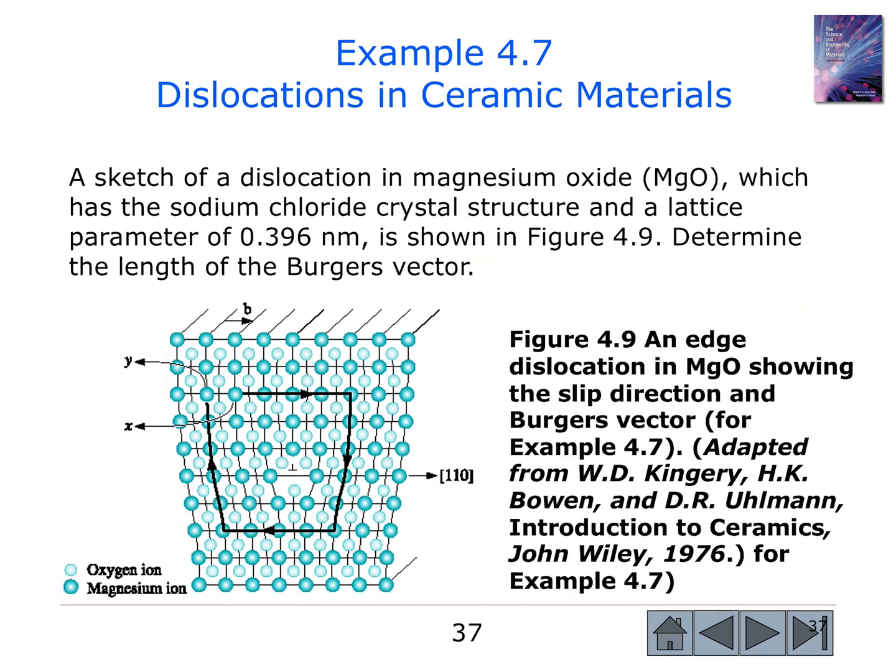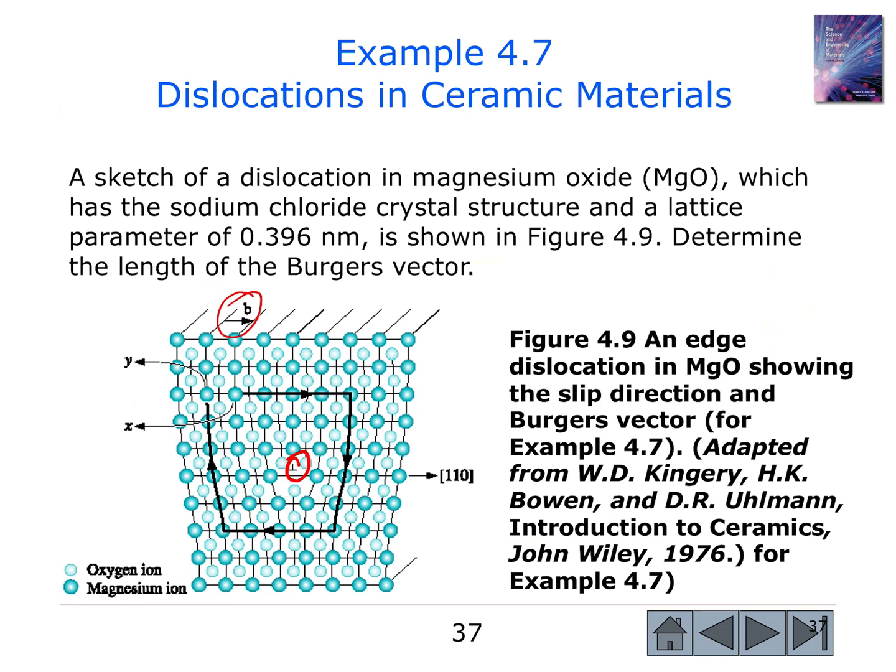So if you look at this example, dislocation in ceramic material, we're going to explain the last point of the previous slide. A sketch of a dislocation in magnesium oxide, which has the sodium chloride crystal structure and a lattice parameter of 0.396 nanometer, is shown in figure 4.9. Determine the length of the Burgers vector. So here we have an edge dislocation, and if you draw a closed loop, you are going to end up with an open loop which can be closed by a Burgers vector.